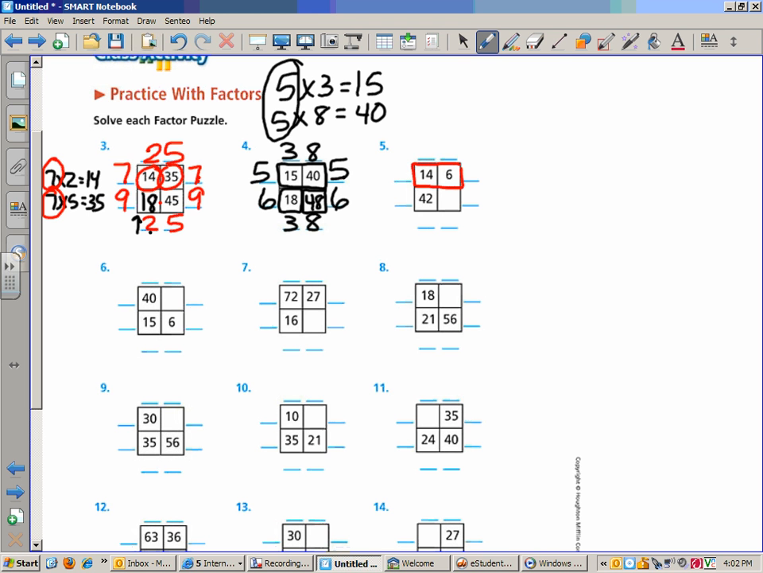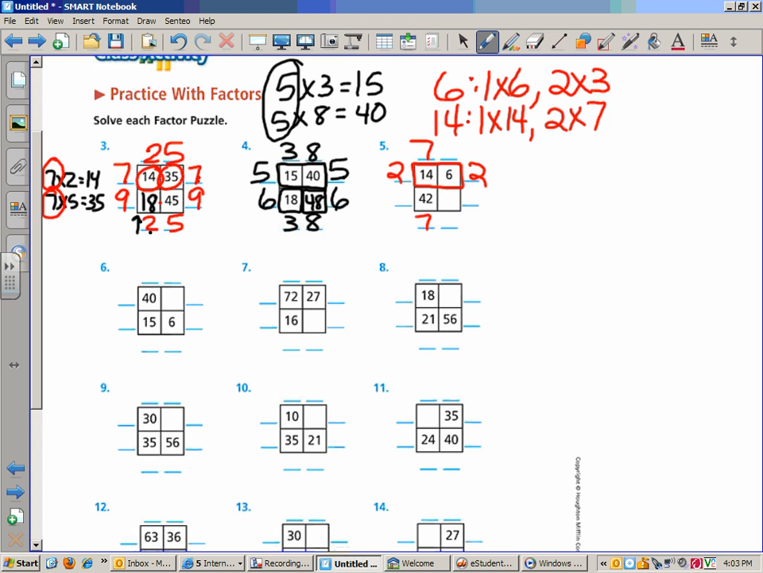We have 14 and 6. Sometimes what might help you is to take 6 and figure out what the factor pairs are for 6. I have 1 times 6 and 2 times 3. Now I'm going to think about the factor pairs for 14. I have 1 times 14 and 2 times 7. So they both have 1 and 2, but I'm going to try 2. If I say that's 2, then this has to be 7. If it's 2, then this has to be 3 because 3 times 2 is 6.